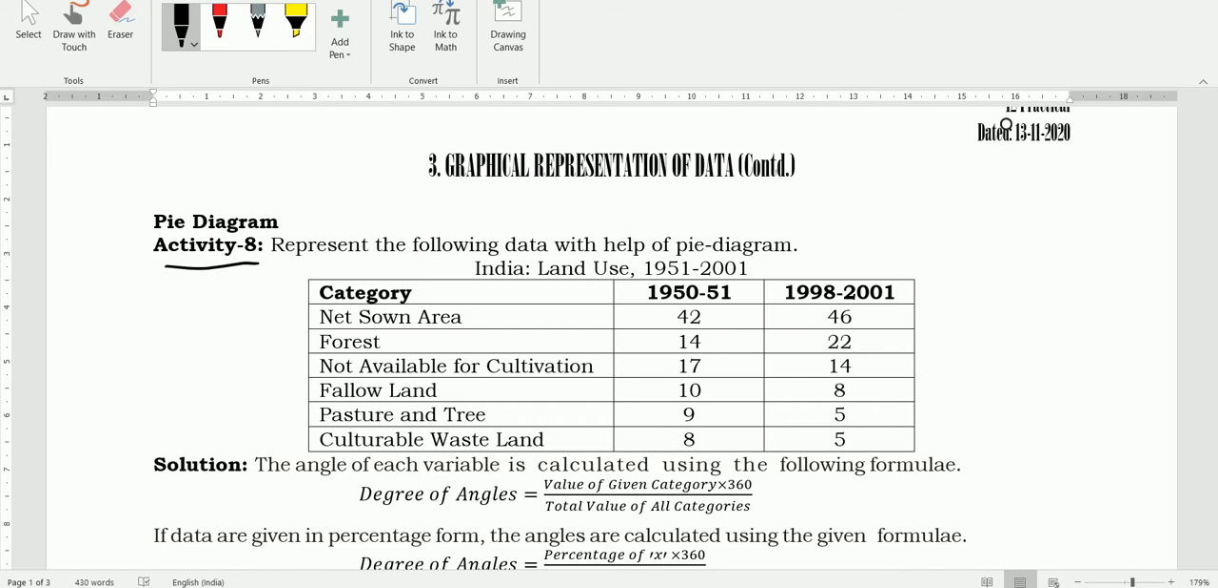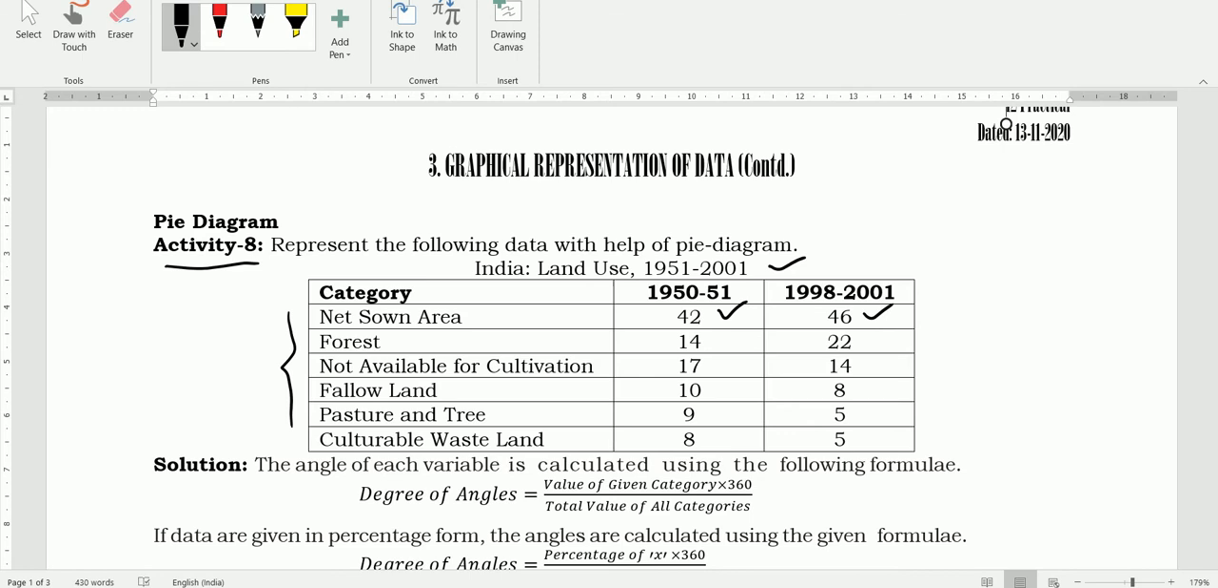We have also discussed earlier that for representing land use data, a pie diagram is one of the most suitable diagrams. So here we have the data, India land use 1951 to 2001, and here categories are given, like net sown area. For 1950-51, it is 42%. For 1998-2001, it is 46%. You may find changes also.